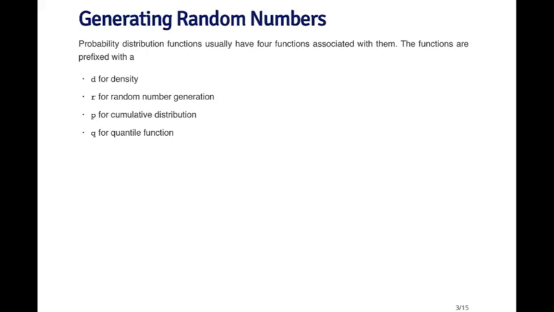There's a dnorm function which evaluates the density of the probability distribution for a given mean and standard deviation. There's the pnorm function which evaluates the cumulative distribution, and there's the qnorm function which evaluates the quantile function. So every distribution has these four types of functions. For the gamma distribution, there will be a dgamma, an rgamma, pgamma, and a qgamma function. And for the Poisson distribution, there are the rpois, dpois, ppois, and qpois functions.